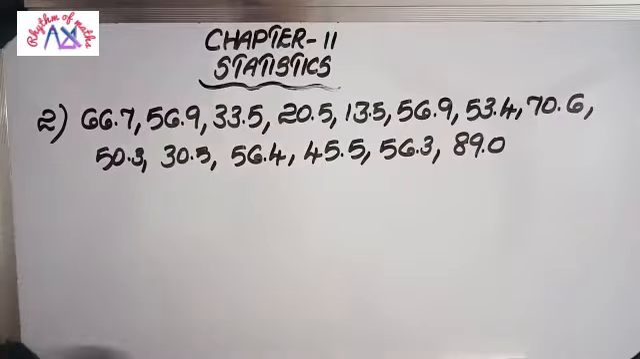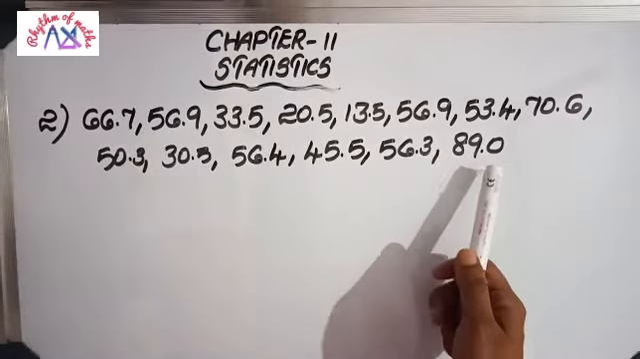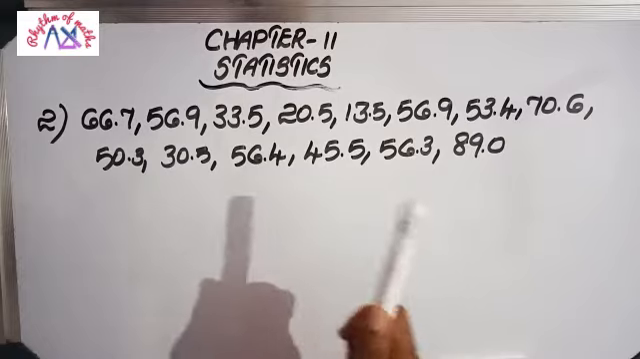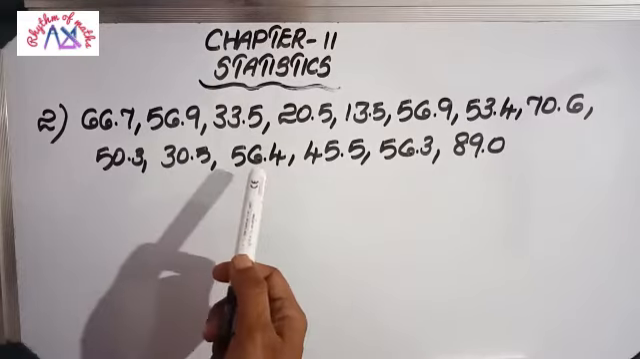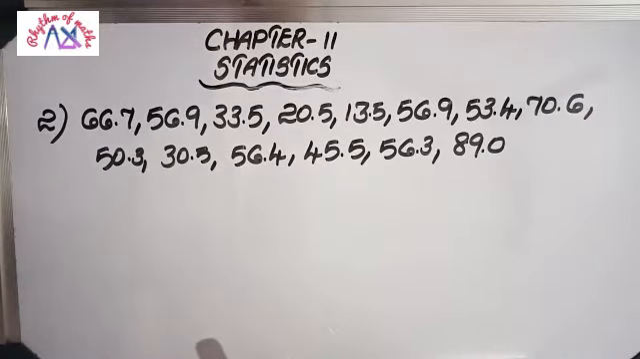Here in this question, we have 14 values. These 14 values are the rainfall of 14 districts, rainfall received in 1 week of September. So 14 districts means 14 values. We have to find the mean rainfall and the median rainfall.